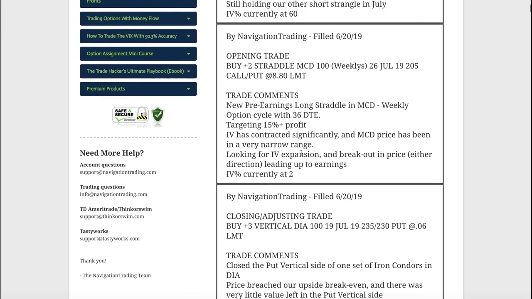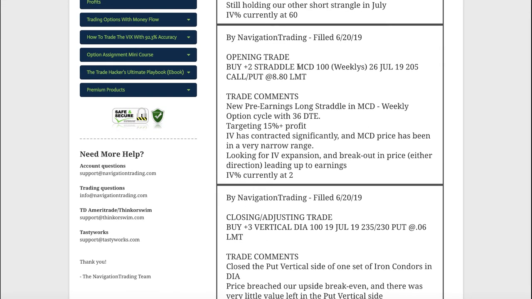Next trade was an opening trade in McDonald's. So McDonald's has earnings coming up. I actually didn't even list it, but we did a pre-earnings long straddle in McDonald's, 36 days out, so a little bit longer than we typically do these, but implied volatility is so low. And on a trade like this, we like to target 15 to 25%, kind of on the low range here. McDonald's is not that volatile of a stock.